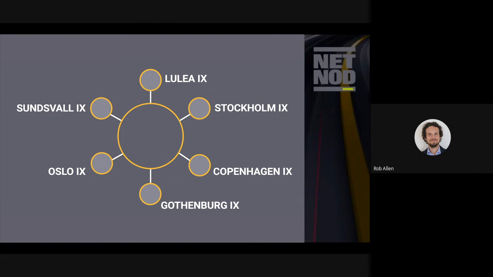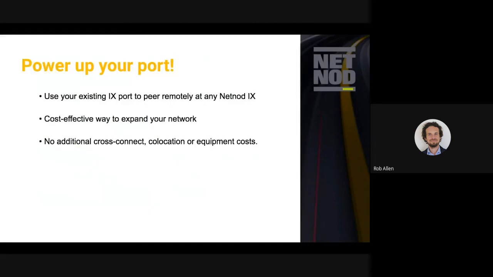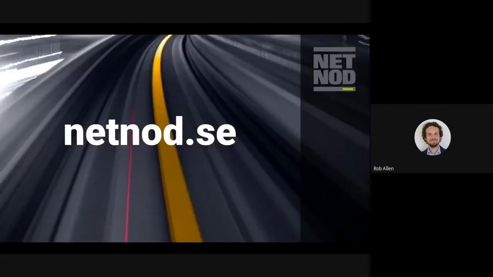Another thing you can do to expand your network and peer with more network operators is to look at remote peering. And Netnod have something called Remote IX, which means that with just one port, you can remotely connect to all of the other Netnod internet exchanges across the Nordics. And this is a very cost-effective way to expand your network, and also means that you don't need any additional cross-connect, colocation, or equipment costs.